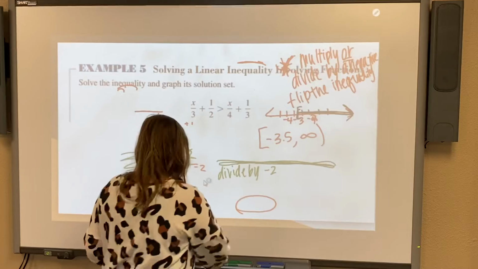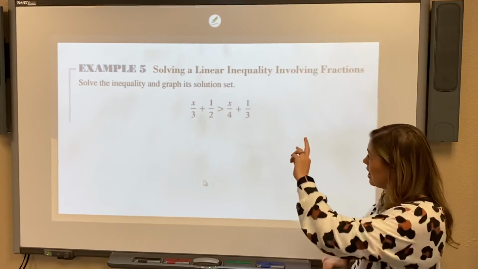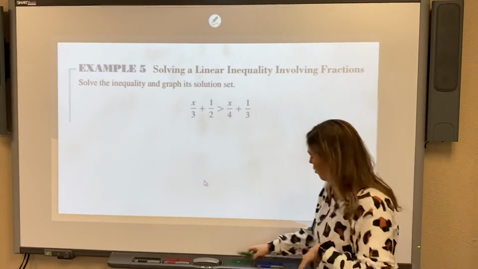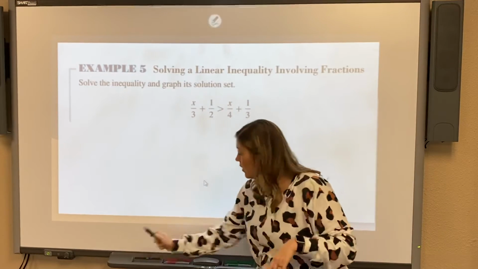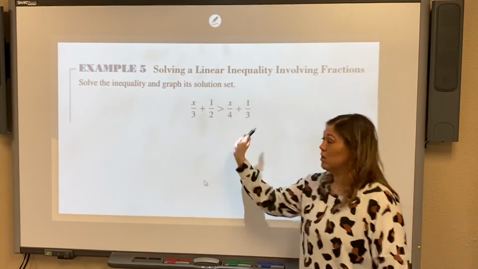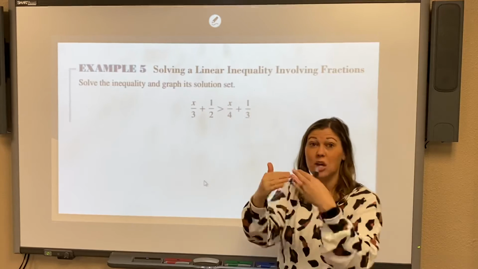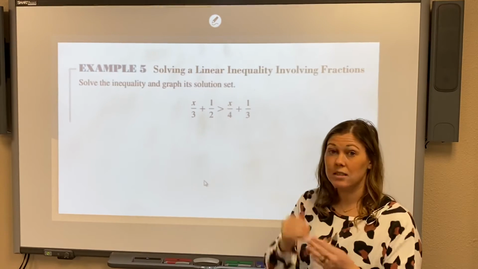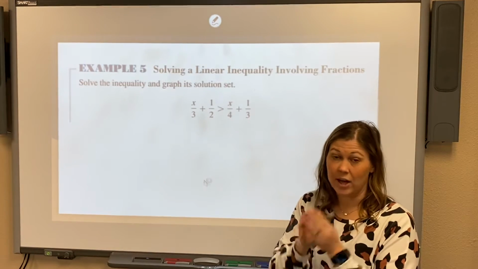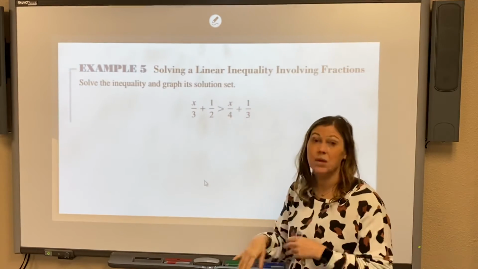And I think we have another example. We're still not done. We have a couple more examples. Okay, so we're solving the inequality and graphing the solution set. Uh-oh, fractions. It's okay. What we're going to do is look at our denominators and figure out what the least common denominator is. So what's the smallest number that these numbers can divide evenly into, multiply it through, and then simplify.